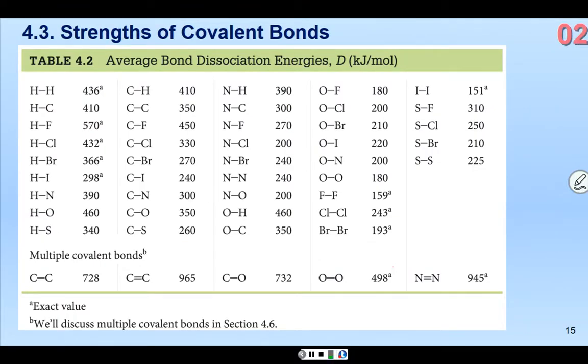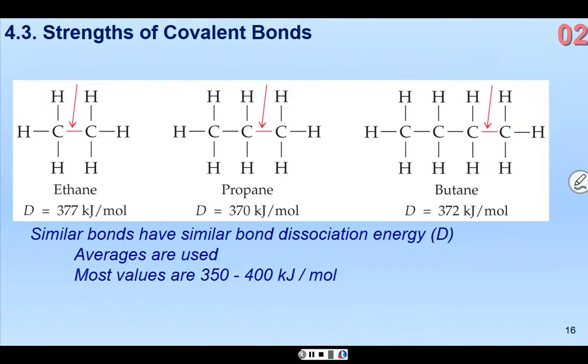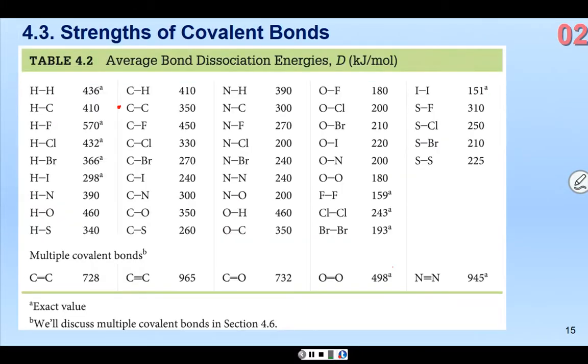Well, you can tell if you look at this that single bonds are going to be weaker than a double bond. So here's the carbon-carbon single bond, and here's the carbon-carbon double bond. And it's going to take a lot more energy to break a double bond, and even more energy yet to break a triple bond. So that's the first thing to think about.